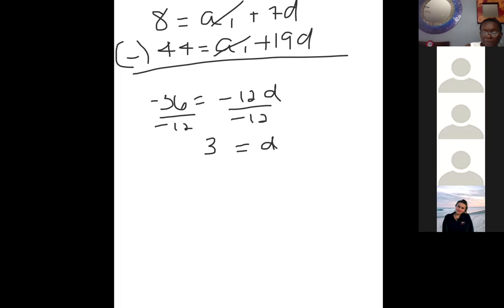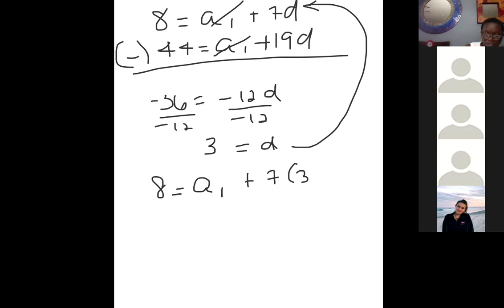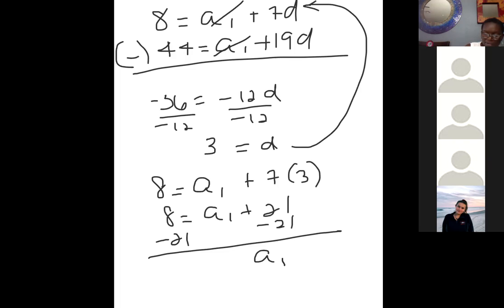Now, we're going to go back and substitute the d to find the value of a1. So we plug in 3 for d and work it out. We get 8 equals a1 plus 21. Subtract the 21 from both sides, so a1 is equal to negative 13. So there's your a1, there's your d.